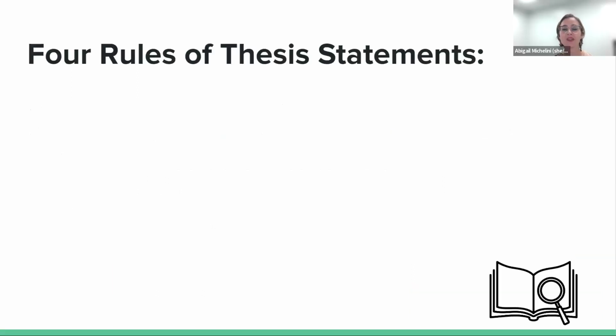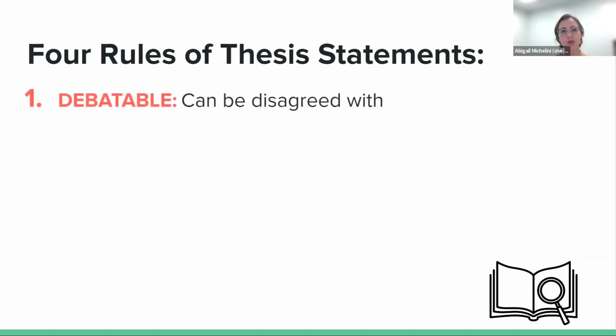Okay, so for this paper, there's really 4 rules of thesis statements that we're going to look at. The first one is that your thesis statement must be debatable. It has to be able to be disagreed with. This is important because it moves your paper from an informative paper about something into a point that you are arguing or making. So let's say your paper is about diabetes, right? We'll go with the same example.